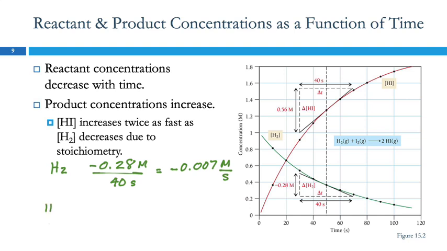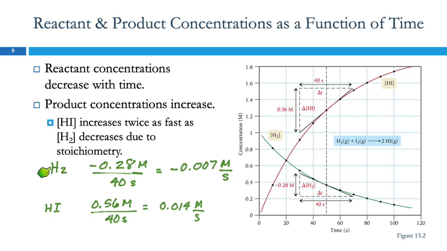If we look at what's happening with our little friend HI, from the graph we can tell that the change is 0.56 over 40 seconds. 0.56 divided by 40 equals 0.014 molarity per second.